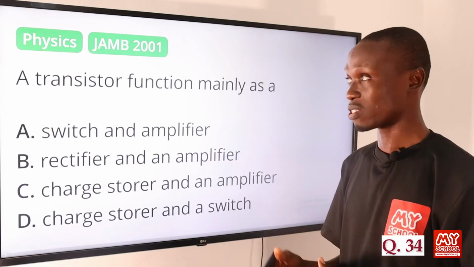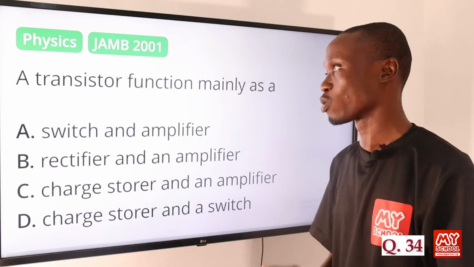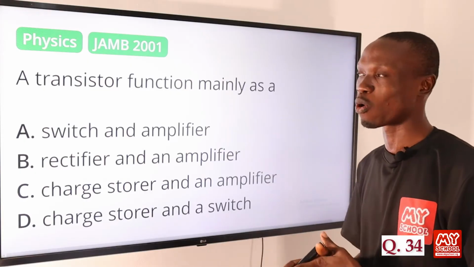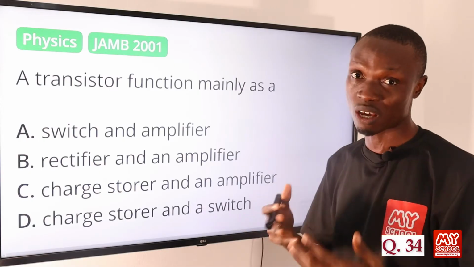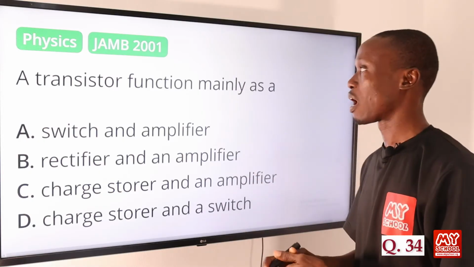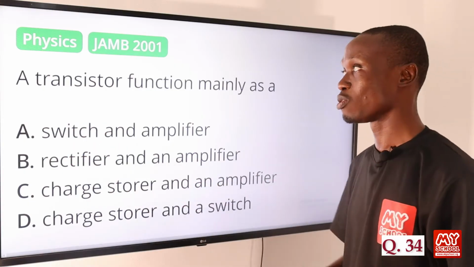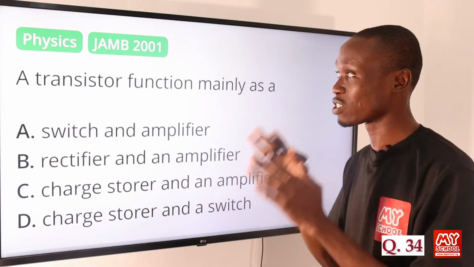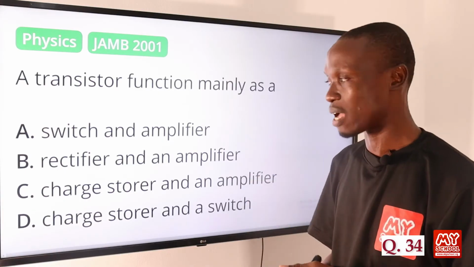So a transistor is a versatile component used in electronic circuits, but a transistor is mainly used for two purposes: to serve as an electronic switch and also as an amplifier. Okay, so that makes option A the correct answer to this question. The transistor functions mainly as an electronic switch and amplifier. Question 35.